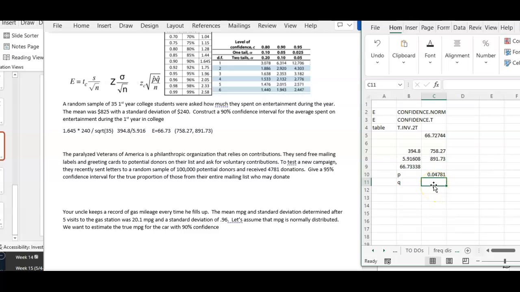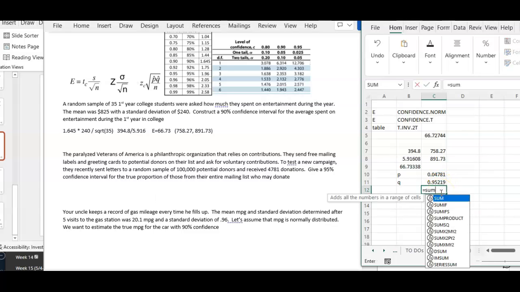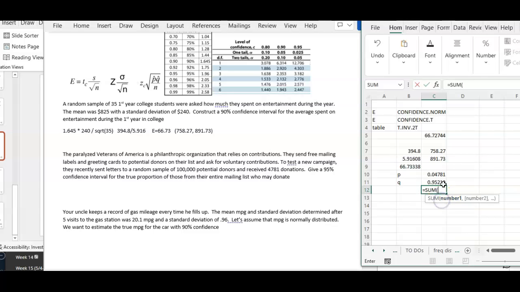And Q is just 1 minus the probability of success, because the probability of success plus the probability of failure is equal 1. So I'm just going to do the sum of these two numbers, and it should equal 1, which it will. Because there are only two things that can happen. Either you do return a donation or you don't return a donation.